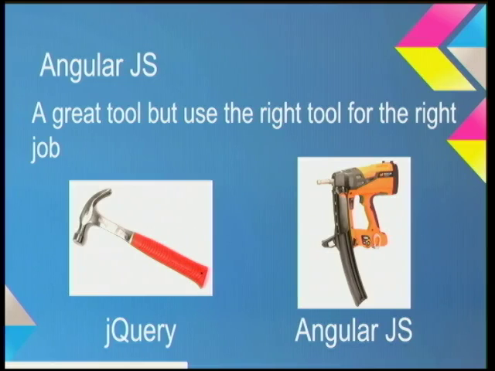You still might do some jQuery, so I put a little picture of jQuery. It's probably more like a hammer. You're going to use it a lot, and it's going to be useful for a lot of things. And then I have a little picture of a nail gun. I thought it looked like an Uzi, so I thought it was a cool picture. Angular is going to be a lot more powerful, but you can't use a nail gun to hang a picture on the wall. That would probably be a really bad idea. But if you're building houses day in and day out, it's a really good tool for that. And Angular is the same way.